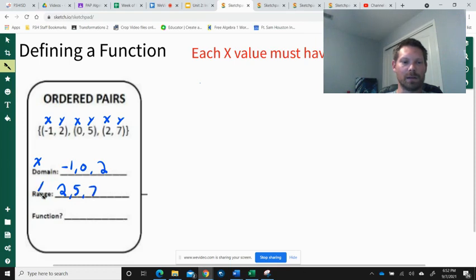And range is the y values. Okay, so the question, is it a function? All right, well, each x value only has one y value, right? -1 only goes to 2, 0 is only with 5, and 2 is only with 7. So the answer here would be yes. Yes, it is a function.